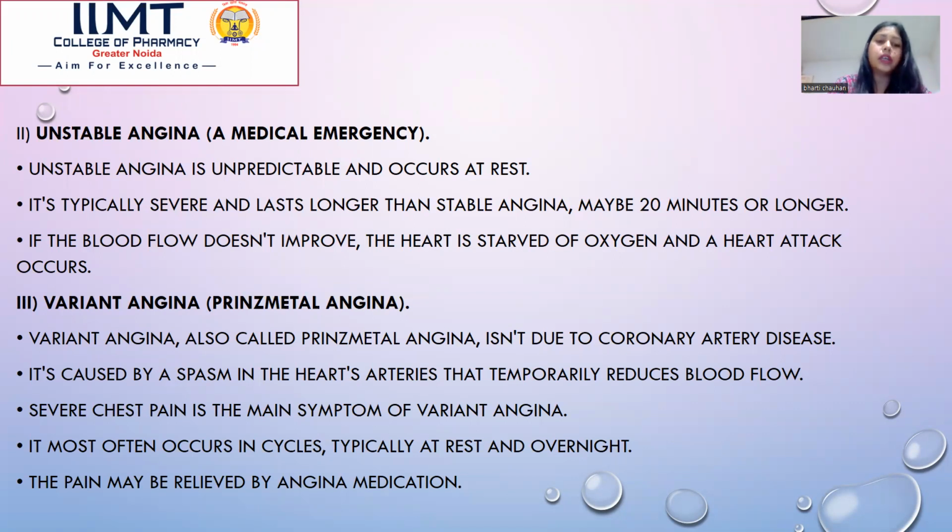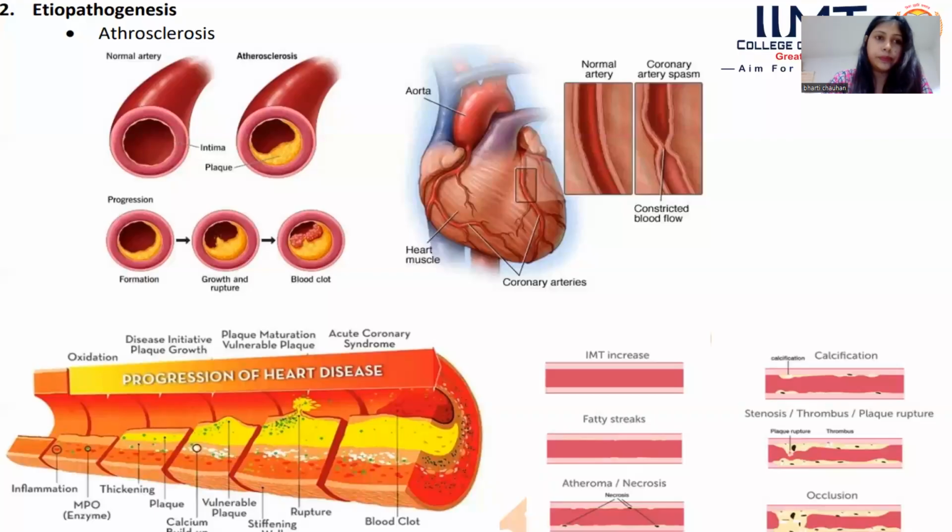It most often occurs in cycles, typically at rest and overnight. Same condition as in the unstable angina that we have already discussed. The pain may be relieved by angina medication. Basically, variant angina is most common in women and in people who smoke also. So we should not smoke.